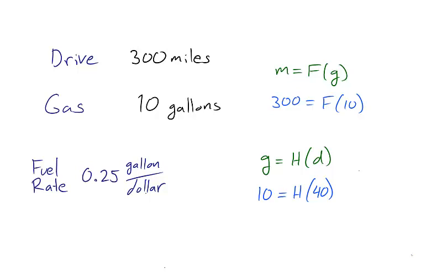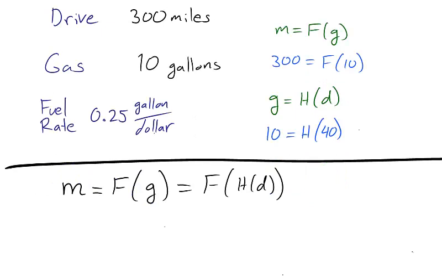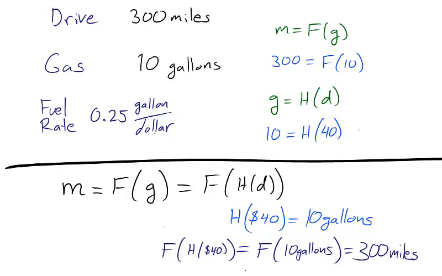How could we use h and f to describe the cost of driving? We use composition. Since m equals f of g and g equals h of d, we can substitute h of d for g to find that m equals the composition of f and h. That is to say, d is equal to 40. I spent $40 to obtain 10 gallons of gas. And with those 10 gallons, I drove 300 miles.